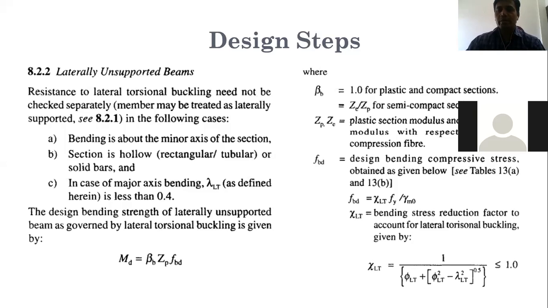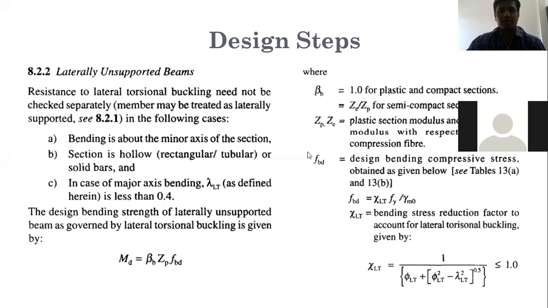Now come to the important part. What is FBD? The whole exercise is to calculate the value of FBD. It is the design bending compression stress. It is obtained from table number 13A and 13B. Now one empirical formula is given, FBD equals chi LT Fy upon gamma M0. If I want to calculate the FBD, I have to follow all these steps. Chi LT, the formula is given here.